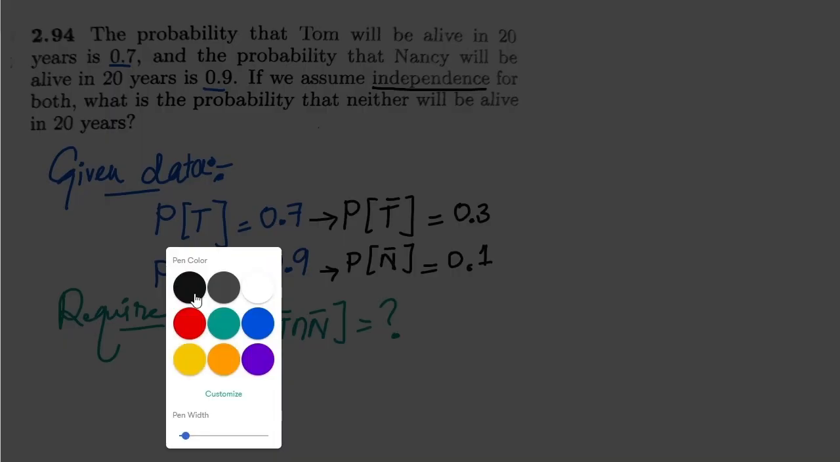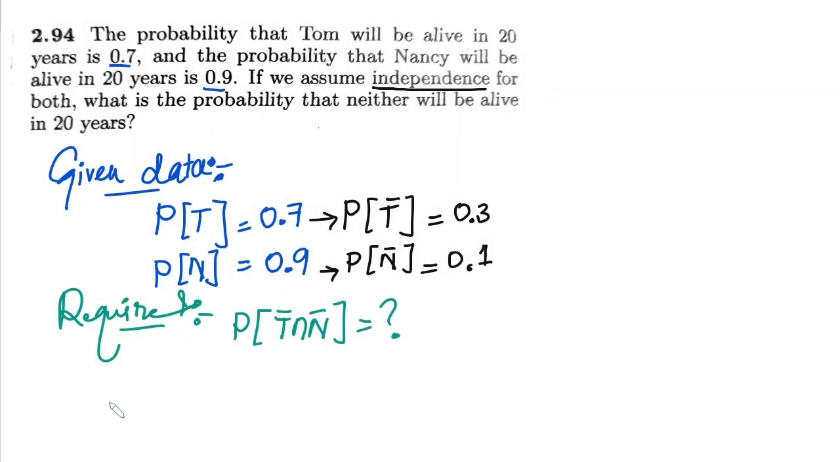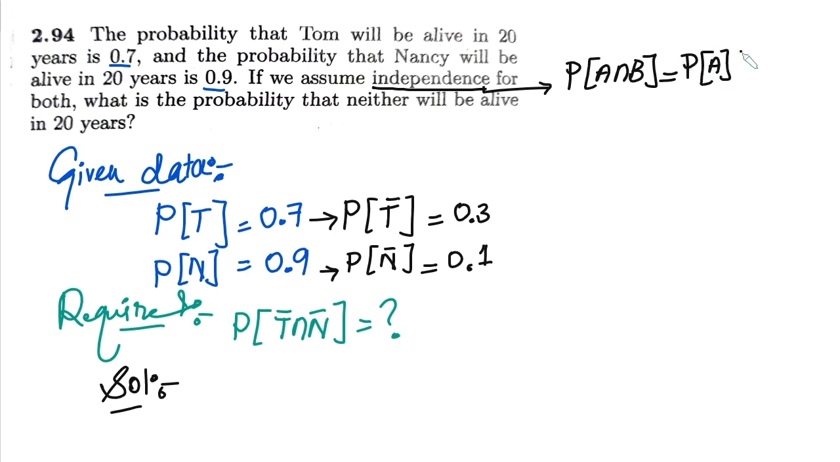Now in order to find it out, we have to find the solution. Its solution is here, and we have previously seen that this is basically the problem related to the independence of events, according to which if two events A and B are independent of each other, their combined probability would be the probability of A multiplied by the probability of B. So this is the probability of A and B.